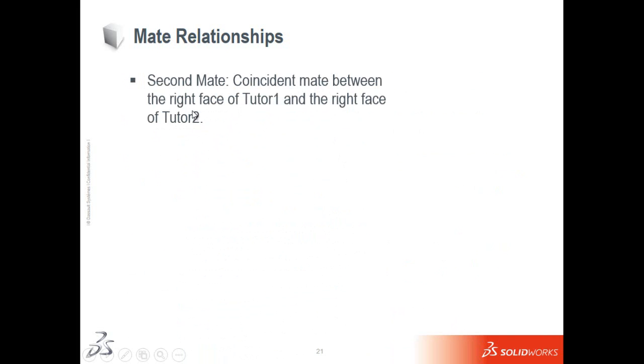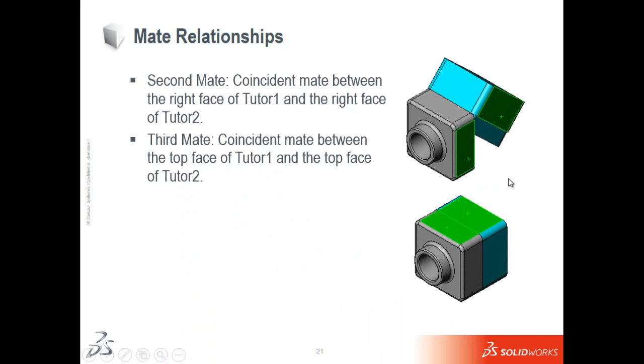Second mate, coincident mate between the right face of Tutor 1 and the right face of Tutor 2. If I click on this face and this face, or the top ones, and I hit coincident, they'll be in the same plane along this plane, and they'll be in the same plane along this plane.